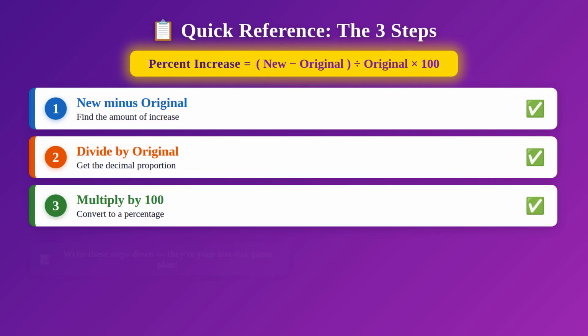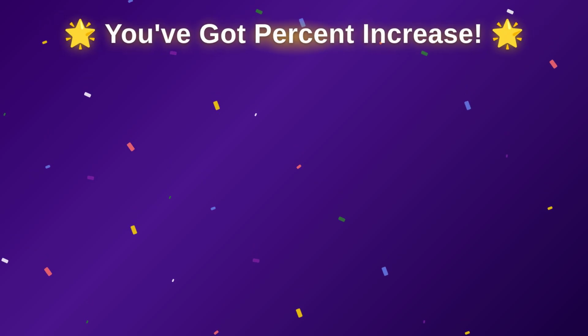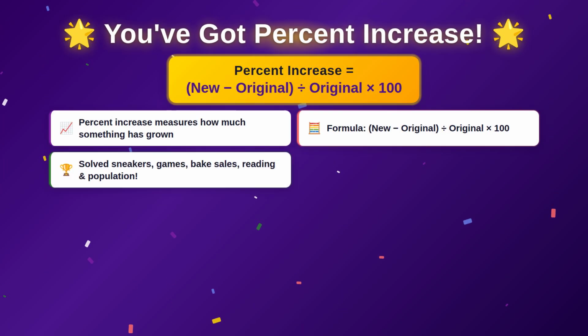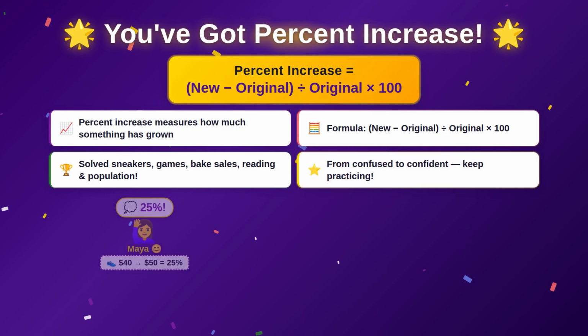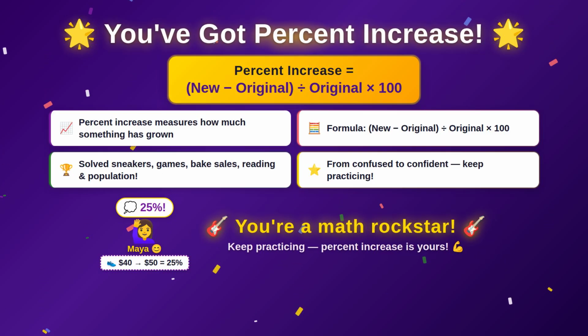Let's lock in the 3 steps before we wrap up. Whenever you see a percent increase problem, here's your game plan. Step 1. Subtract the original from the new value to find the increase. Step 2. Divide that increase by the original value. Step 3. Multiply by 100 to get your percent. That's all there is to it. Write these 3 steps in your notebook, tape them to your desk, or even set them as your phone wallpaper. Maya actually made a little cheat sheet for her binder. The formula is your best friend on any test that involves growth. Remember when Maya was staring at that $40 to $50 price tag with no idea what to do? Now she can solve it in 3 steps, and so can you.